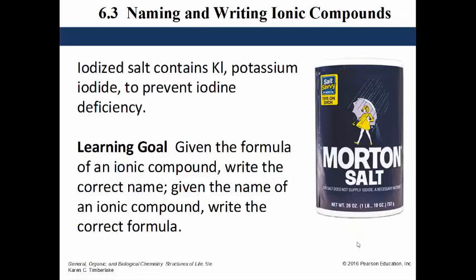Now we'll move on to naming and writing ionic compounds. Iodized salt contains potassium iodide, written as KI. This is used to help prevent iodine deficiency. And the learning goal for this portion of Chapter 6: given the formula of an ionic compound, be able to write the correct name, and also, given the name of an ionic compound, to write the correct formula.